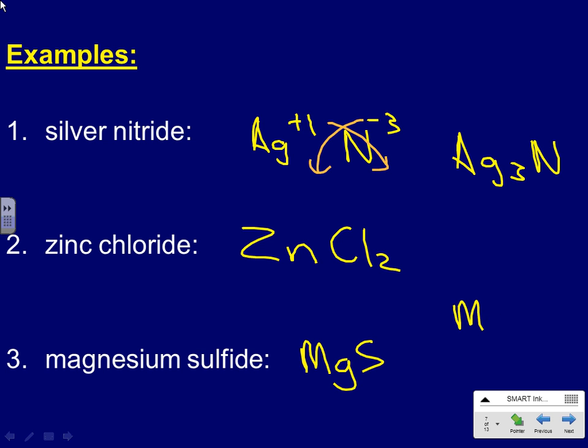time here. Mg is +2, S is -2. We cross them over, right? That puts 2 and 2, but remember, we have to cancel off any common factor. That gets us to MgS. So that goes to 1, that goes to 1, and we have MgS. All right? It is the simplest representation.